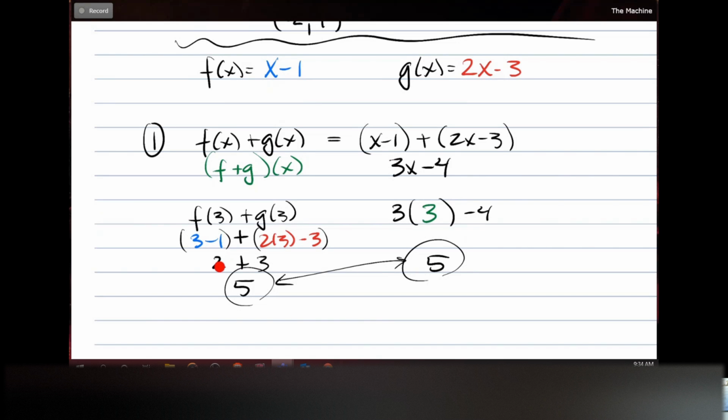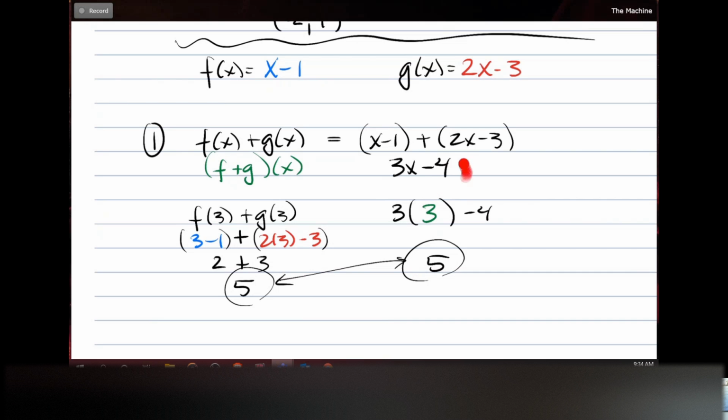Now, on this left-hand side, I did them individually. I put 3 into f, and I also put 3 into g, and I got results from both of those, and then I added them together. This one over here, when I added them together without putting a number in, I got a new expression, 3x minus 4, which does the exact same thing. Are you tracking with me?